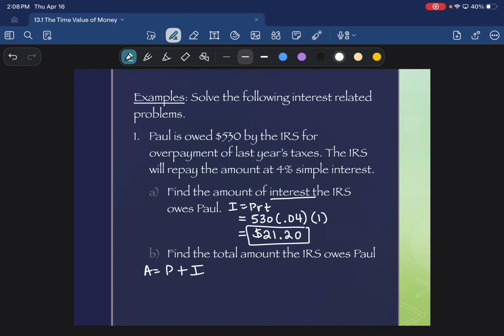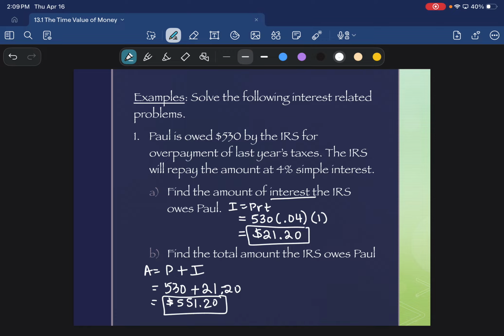Okay. So Ashlyn said there's an amount that the IRS owed him to begin with. That's the $530. And then there's the interest that they owe back now too, which is $21.20. And when I add them together, I get $551.20, and that's how much the IRS owes Paul. Okay, does that make sense? So this is kind of a friendly way to do it because we did part A already. Agreed? Yeah, so that's a very nice way to do it.